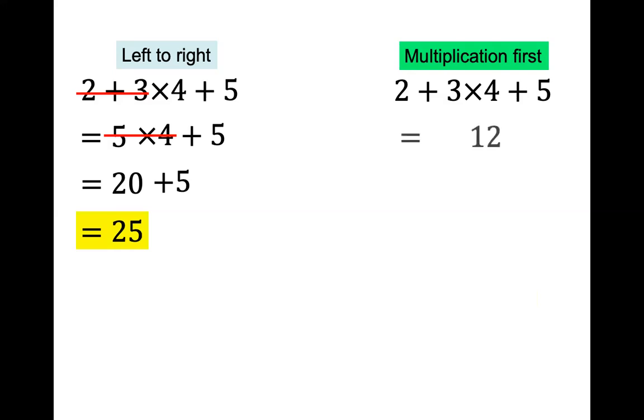3 times 4 is 12. So I cross out 3 times 4, drop down everything that you didn't cross out. And plus 5. Okay? See what I did? Okay? 2 plus 12. 14. Okay, cross out what you just did. Drop down what's left.